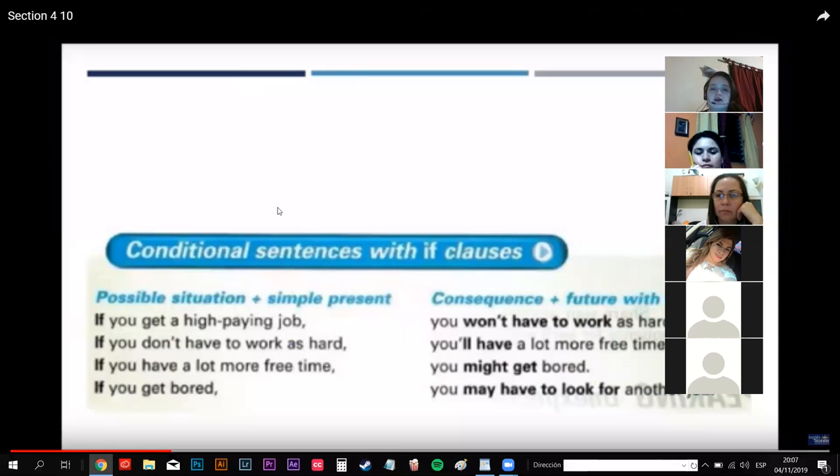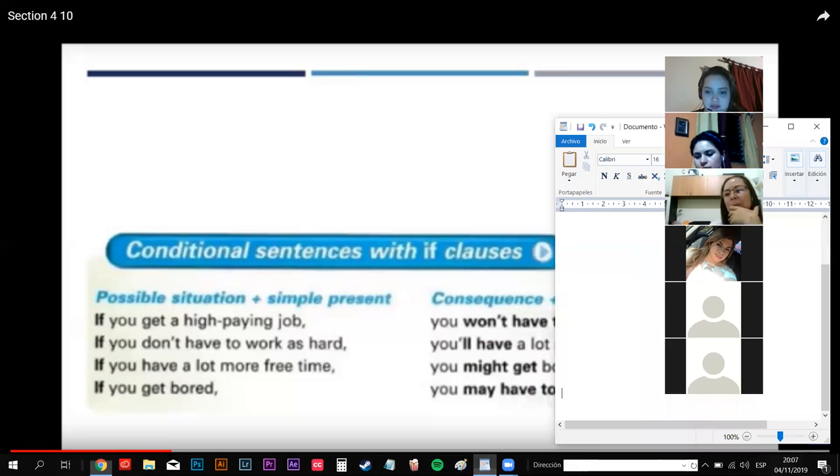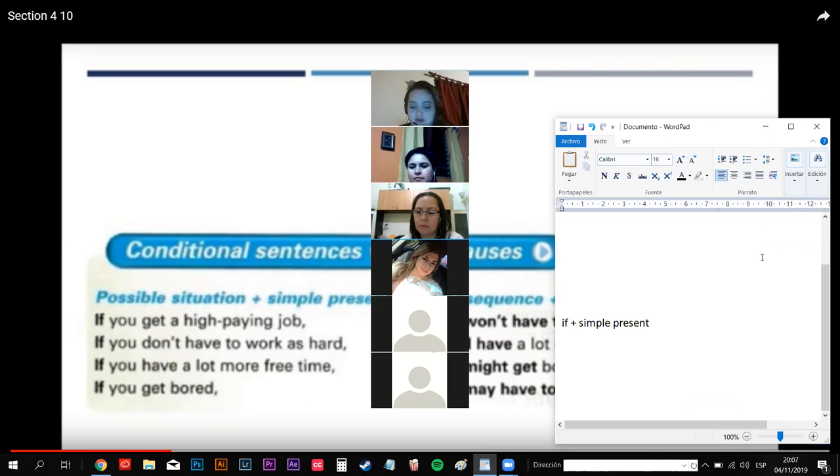Okay, so here we have some of the examples, right? We're going to use something important to notice, and let me type an example for you. We're going to be using if with simple present, all right? We can switch the position of the sentences, but we can never separate those two. So those two go together. And then we have the second clause, which is the one that expresses future.